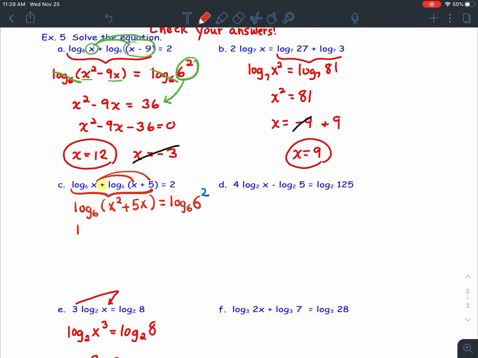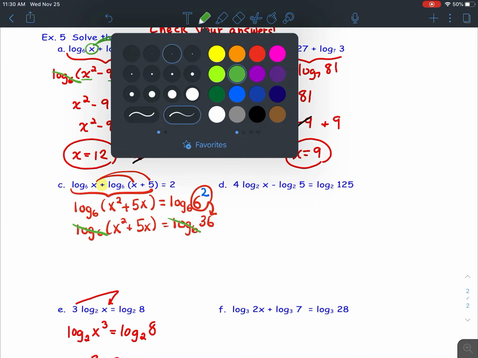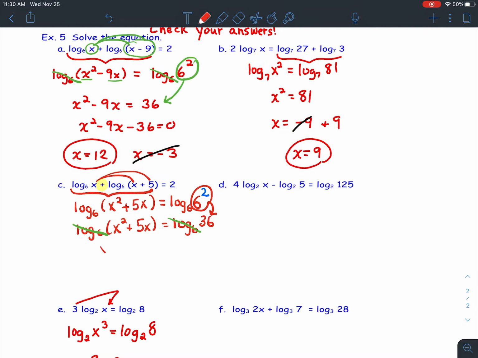Okay, so technically what we have here on the right side, and I'm just going to rewrite the left side here, we have log base 6, and technically the argument is a 36. Okay, now we are set to do the one-to-one property. So the one-to-one property says you're allowed to cross off the log and the base, provided you only have one log on each side of the equation. Okay, I'm left with the arguments that are equal to each other.